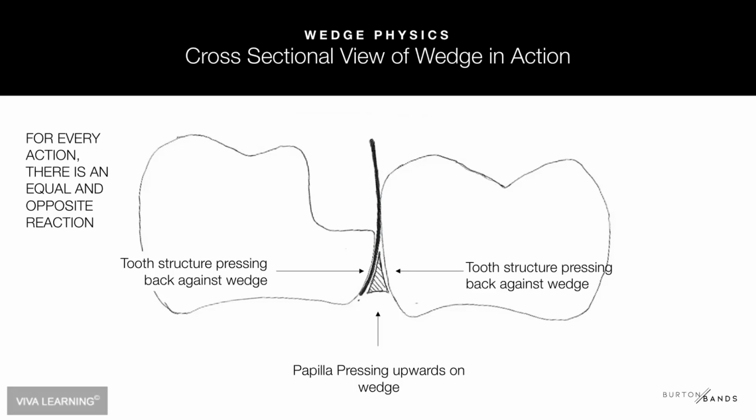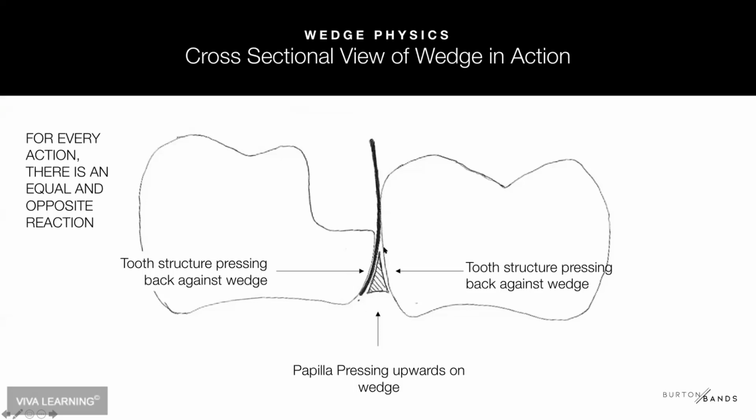rule that for every action, there's an equal and opposite reaction. And when we're placing the wedge, we're transmitting a force through our finger or arm or tweezers on this body, and we're pushing that thing in between the teeth. So when we're pushing that wedge in, it's transferring that force that we're pushing on it to the teeth adjacent to it and also to the papilla.